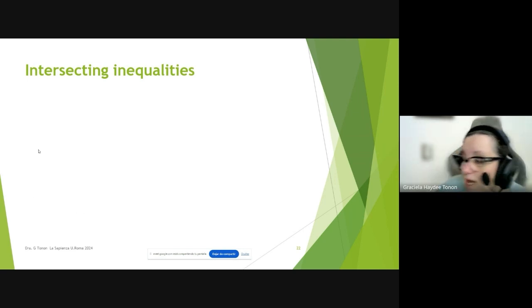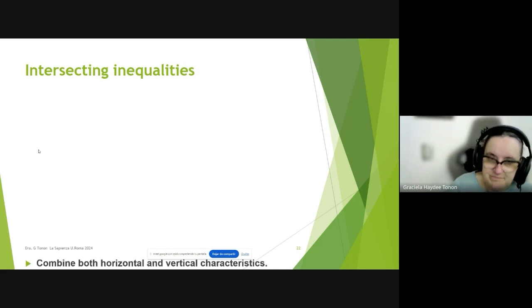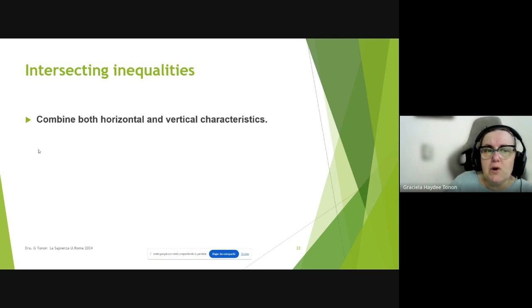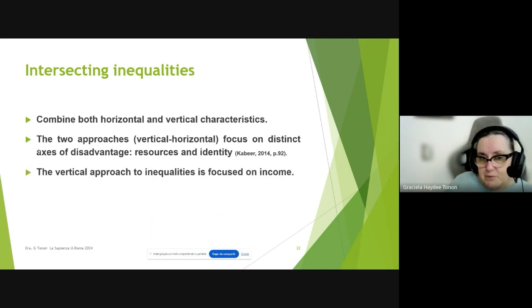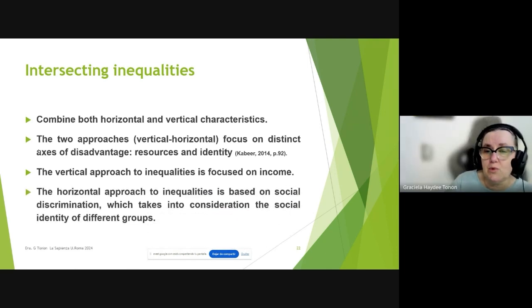Well, let's speak about another type of classification, intersecting inequalities. Intersecting inequalities combine both horizontal and vertical inequality characteristics. The two approaches, vertical and horizontal, focus on distinct axes of disadvantage: resources in the first case, and identity in the second. The vertical approach to inequalities is focused on income, and the horizontal approach to inequalities is based on social discrimination, which takes into consideration the social identity of different groups.